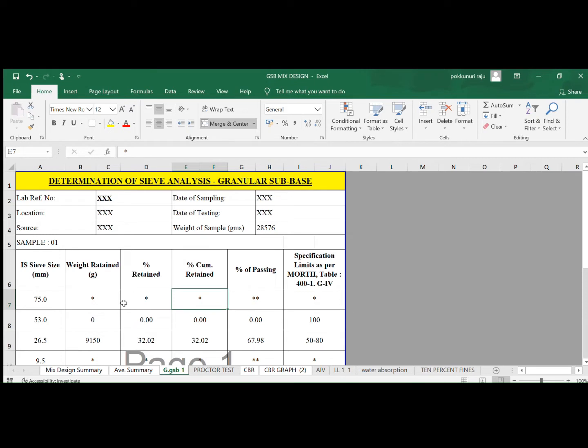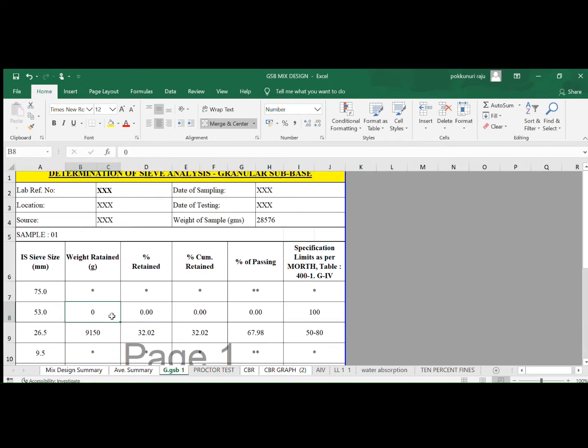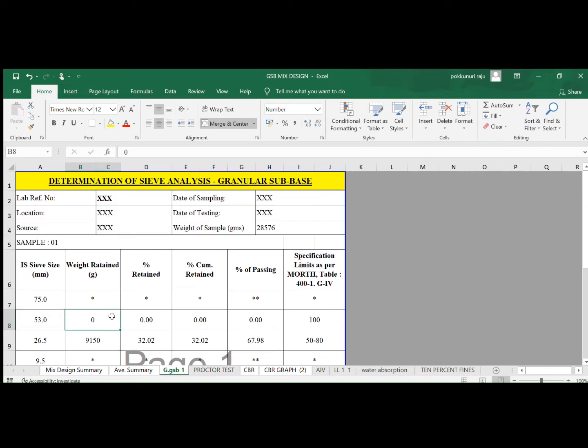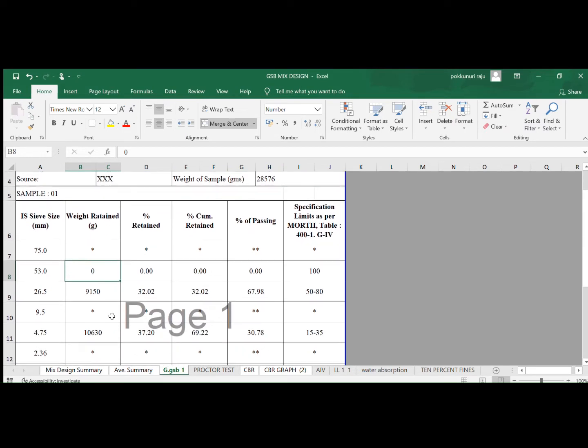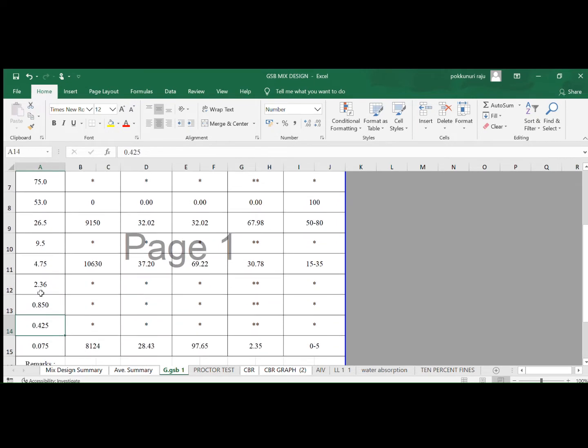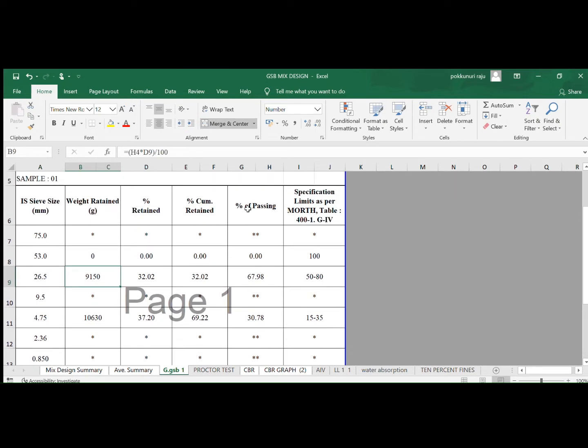So to start with, the first test which needs to be conducted for the design of granular sub base material is gradation. Here we have chosen grading 4 of table 400.1 of MORTH, according to which the grading starts at 53 mm sieve and then 26.5, then 4.75 sieve and thereafter 75 micron sieve. The percentage passing on each sieve is noted in the sheet as shown in the figure.